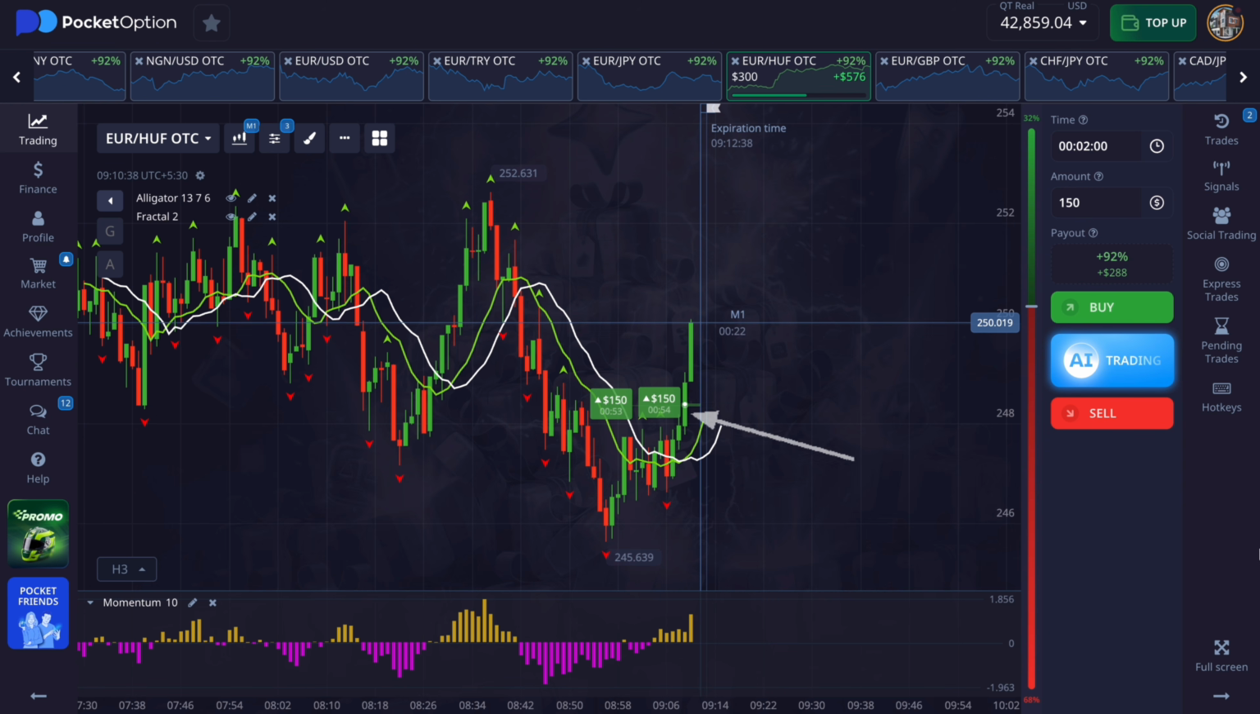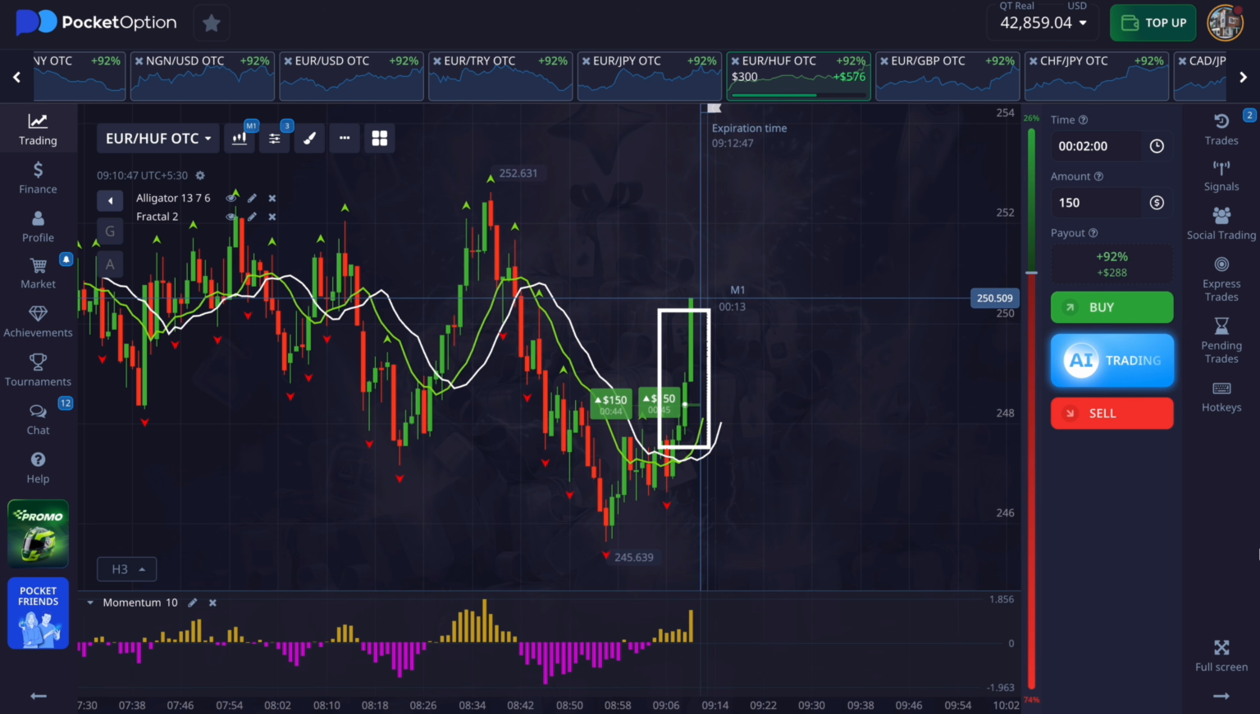After that, the next candle also continued to move in the same direction. Price stayed above the active alligator lines, and the momentum bars remained supportive.